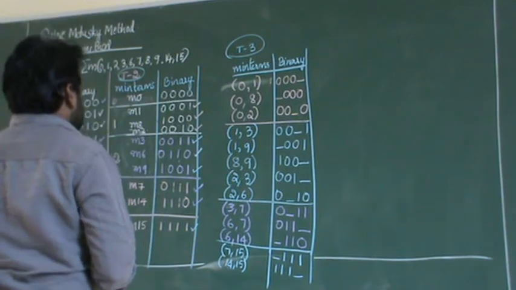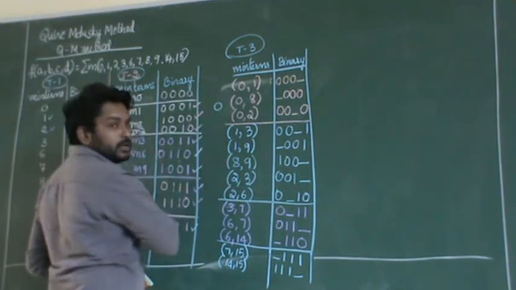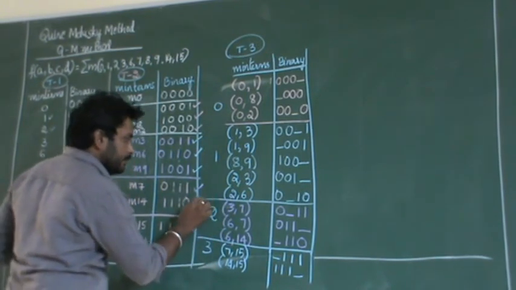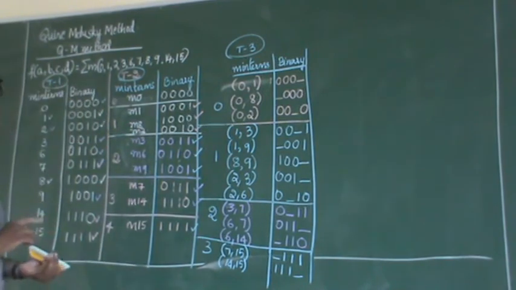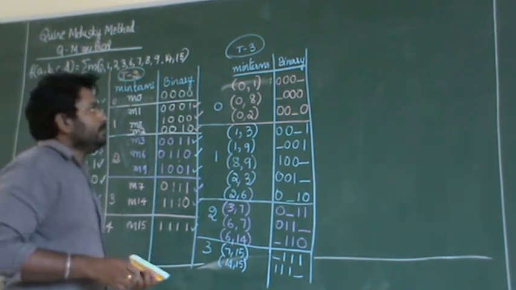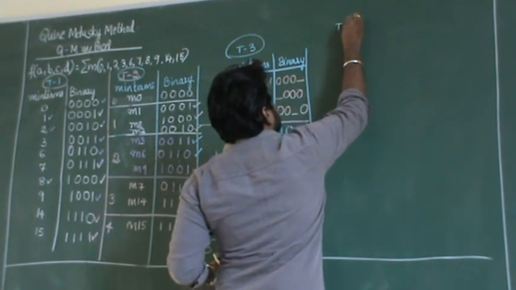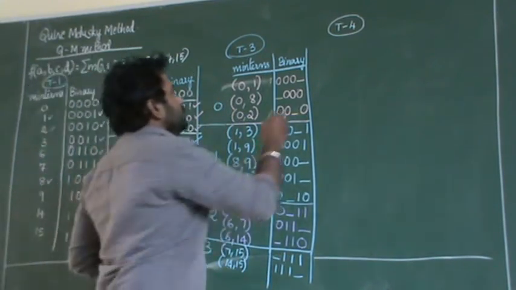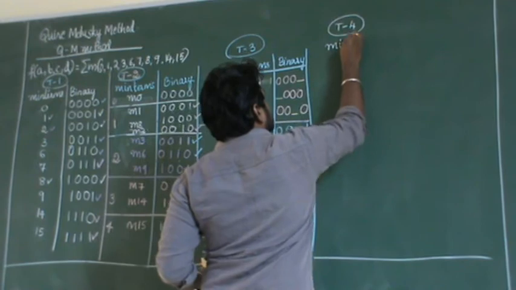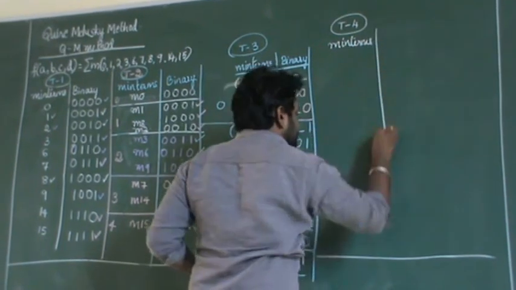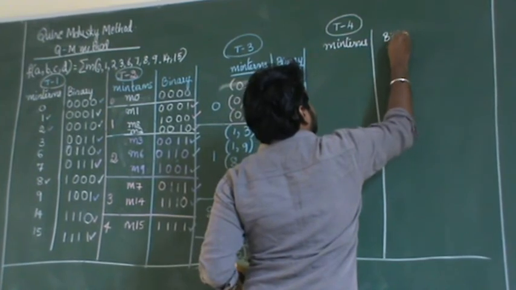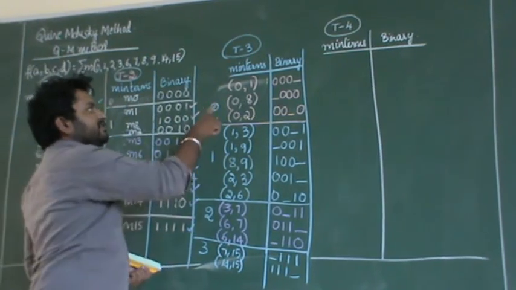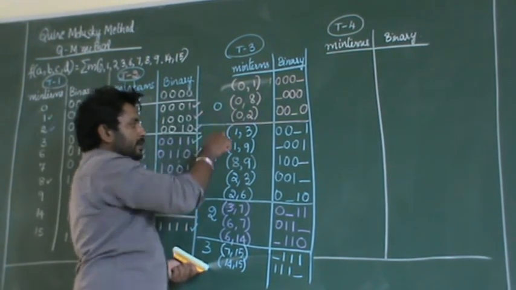Now let me name this as the 0th group, this as the first group, this as the second group, and this as the third group. Okay. Putting the tick mark is very, very important. So now table number 4. I am writing it as T4. So here comes the main terms and the respective binary representation. Now you start comparing the terms in groups 0 and 1.